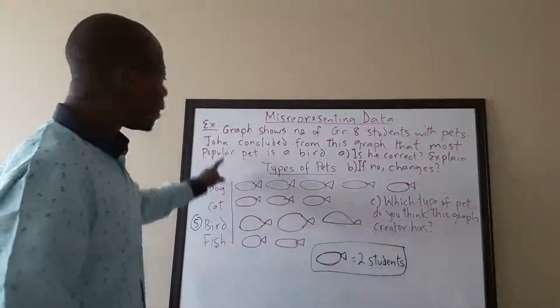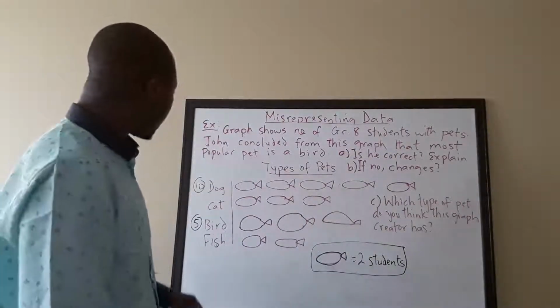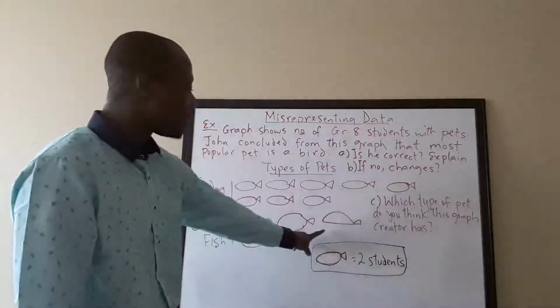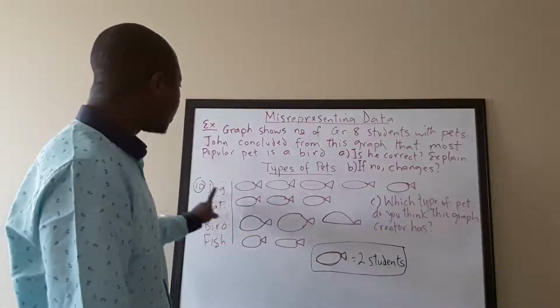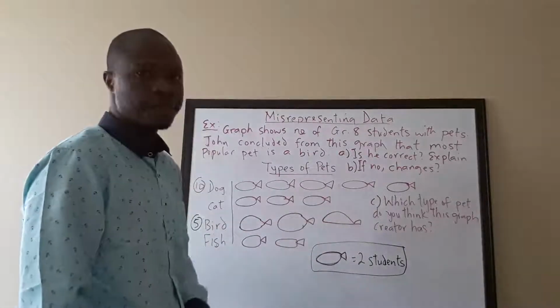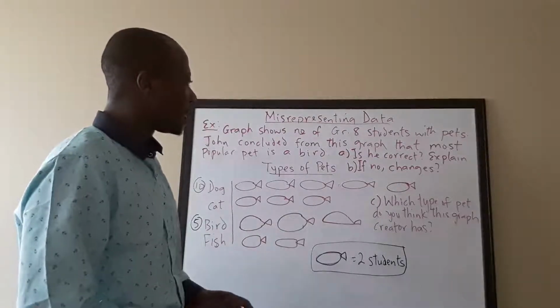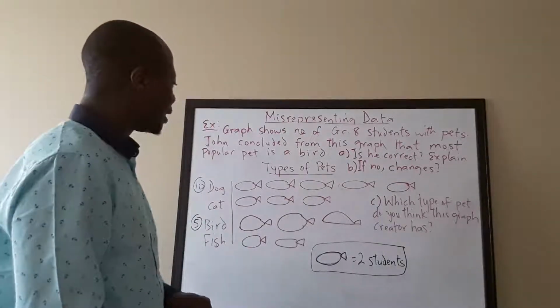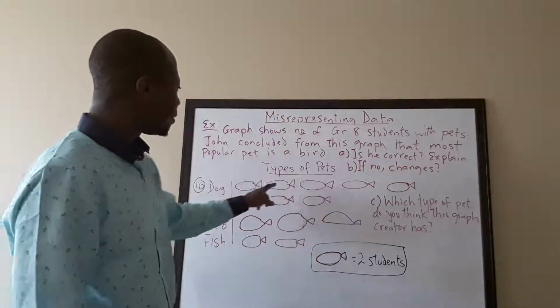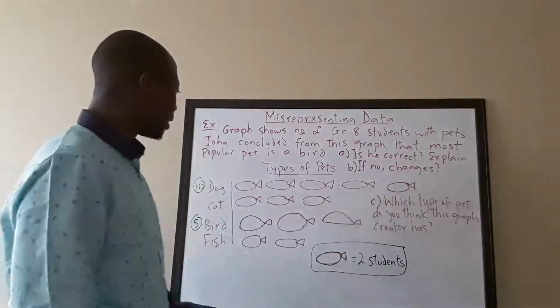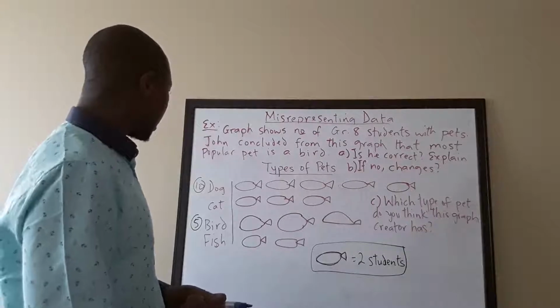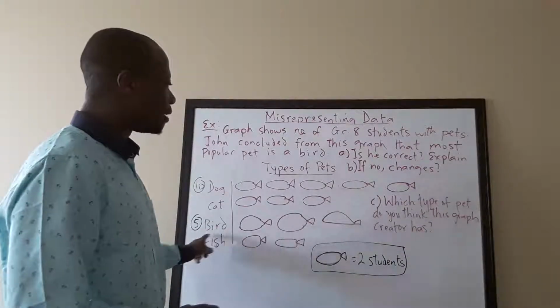Well, so I guess John was wrong. Why? Because only 5 students have birds, while up to 10 students have dogs. So John is absolutely incorrect. And the reason is because the number of students with dogs here is 10. And so 10 is bigger than 5.